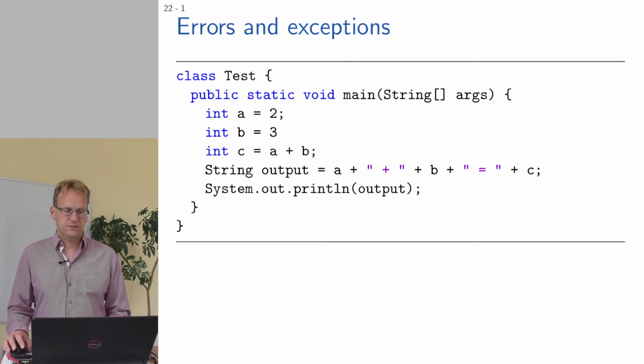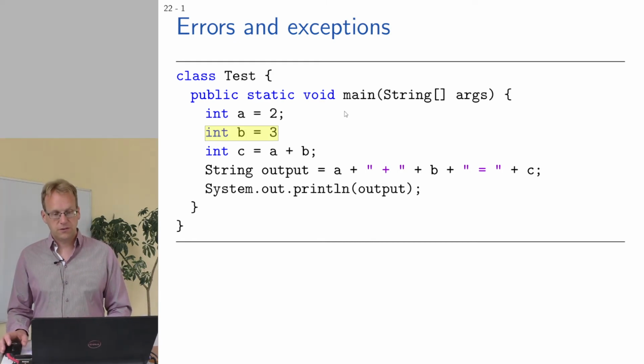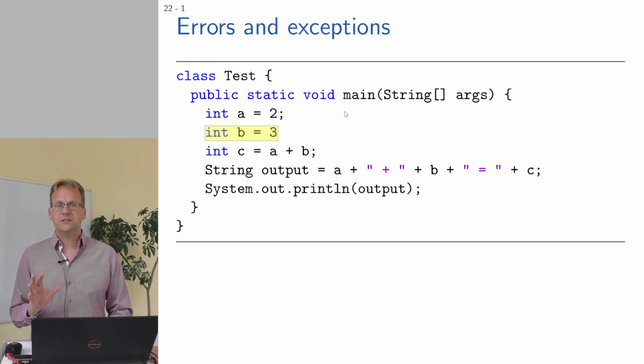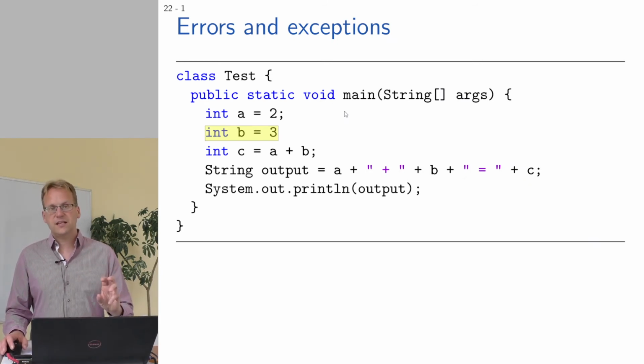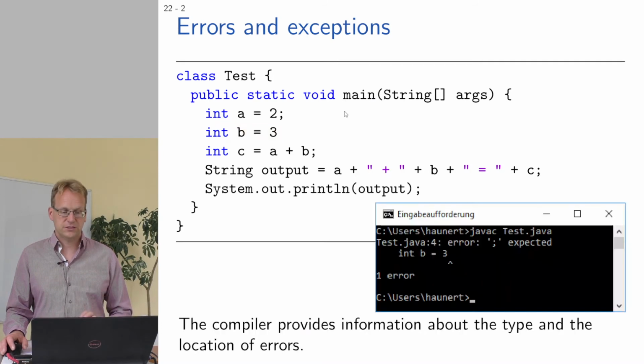So first of all, if you see this code, it seems to be the example that we've seen before, but there is a slight difference. Here, after this command, I removed this semicolon, and that is an error. In Java, every command needs to be terminated with a semicolon. So now if we try to compile this class, we will get an error message that you can see here.